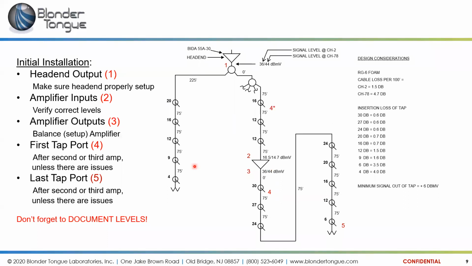Oh, so initial installation. Now, if we had issues with, say, input 2, location 2, the input to the second amplifier, I may then go back and check positions 4 and 5 again on this small segment just to verify if I had proper readings there, prior to continuing on, until I got the correct readings at the input to my amplifier.